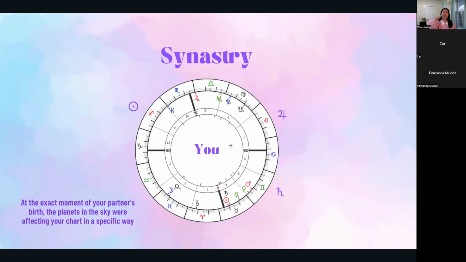Of course, if you guys have taken any of our classes on forecasting, then you'll know that this sounds very similar to transits, right? Because transits are a method where we compare our birth chart to the current planets in the sky to see how they are affecting us in that moment. It's basically the same concept with synastry, but instead of comparing our chart to the current sky, we compare it to someone else's and see how that affects us.